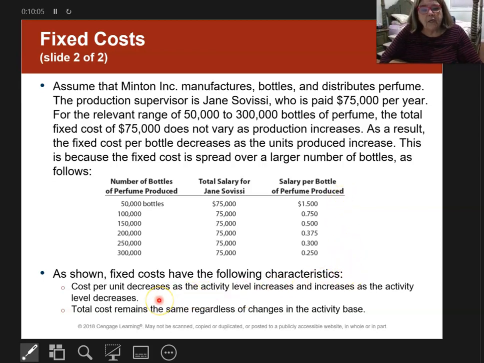So here are the two characteristics that you should focus on for fixed cost. Cost per unit decreases as activity level increases, and increases as activity level decreases. So these go the opposite direction. This goes higher, this goes lower. Total cost, which is this, remains the same regardless how many units are produced.